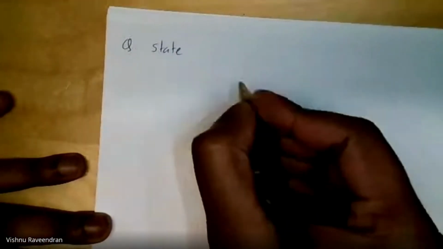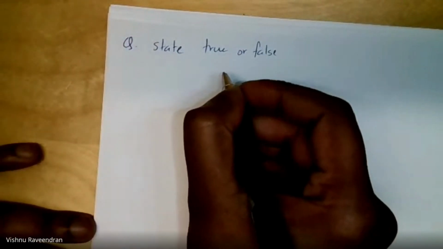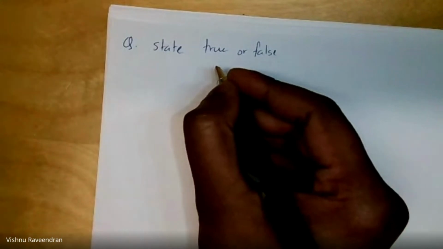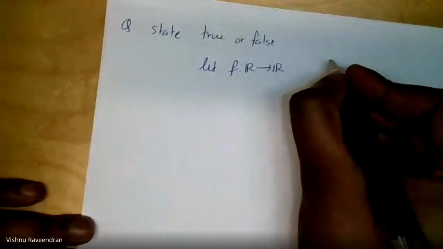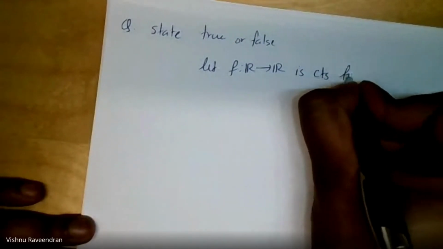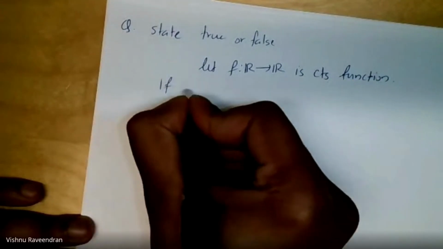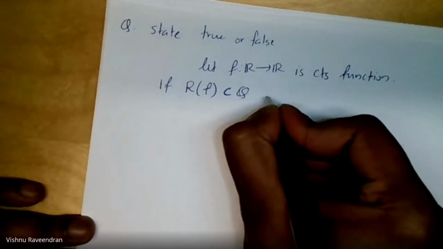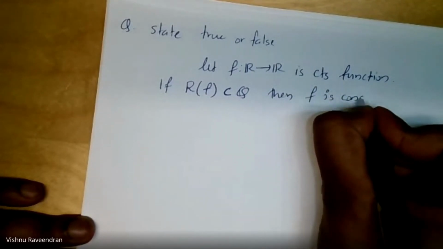So again, state true or false. Let f from R to R be a continuous function. If the range of f is a subset of the rational numbers, then f is constant.